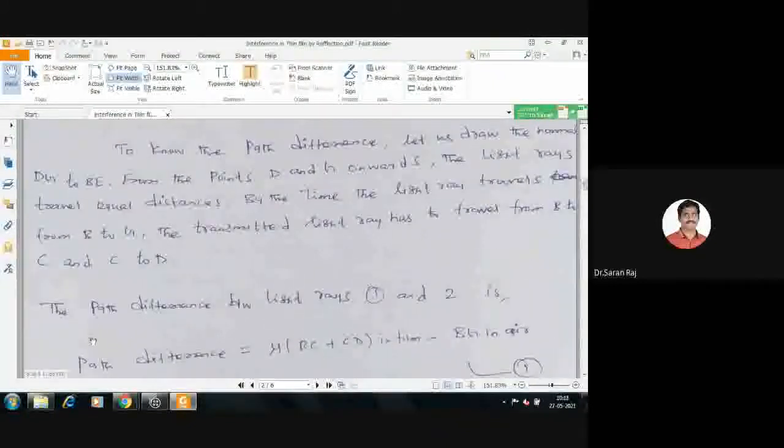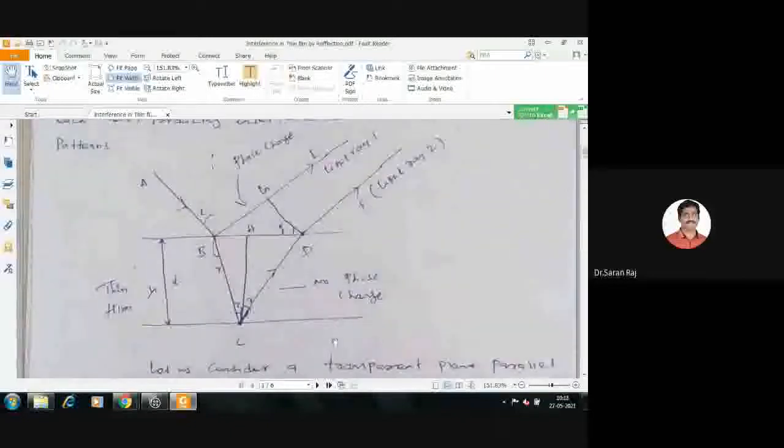What is the path difference between light rays 1 and 2? You can write it. The path difference is mu, where mu is the refractive index of the film, into BC plus CD in the film. Just see the diagram. Okay, you can write the path difference equation.